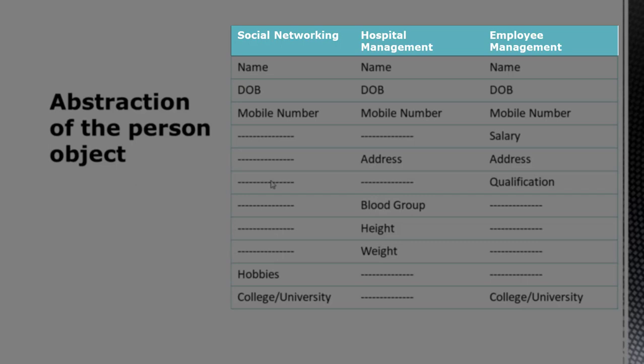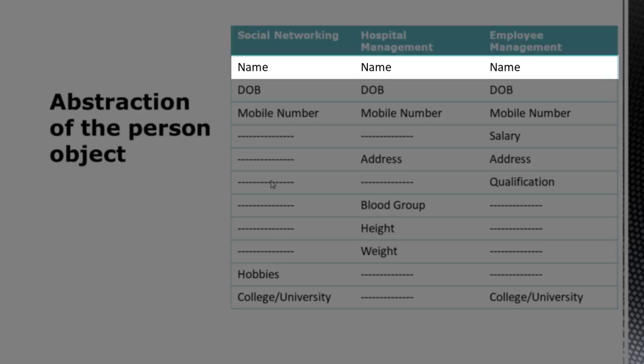In a social networking application, the person will play a role of friend or follower of the other person. In the hospital management system, the person will play a role of patient, whereas in the employee management system, the person will play a role of employee. Now, depending on the role the person object is supposed to play in all the three different systems, different attributes and behaviors will be selected. And this process of selecting the attributes and behaviors is nothing but abstraction.